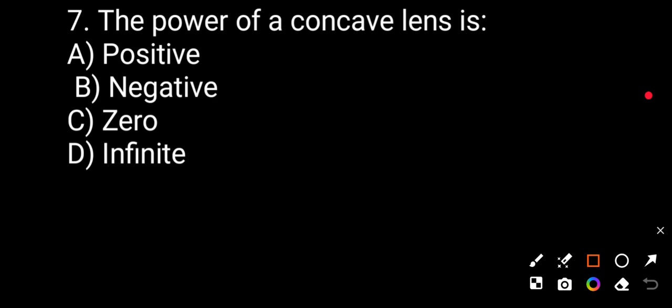Question number 7. The power of the concave lens is positive, negative, zero, or infinity. The correct answer will be negative. Option B is correct.